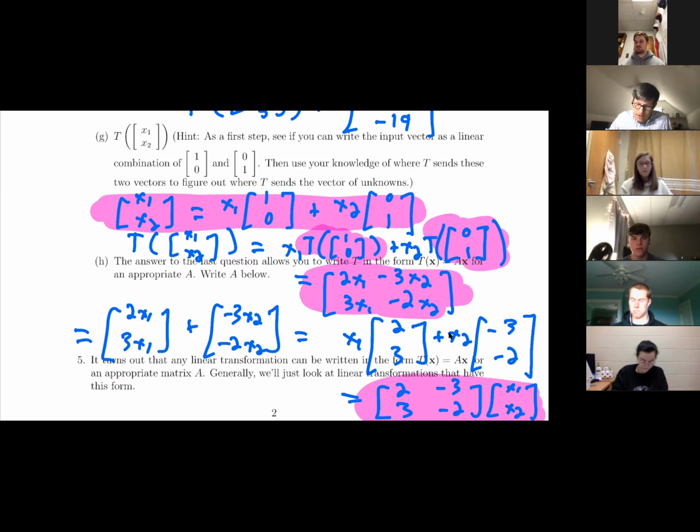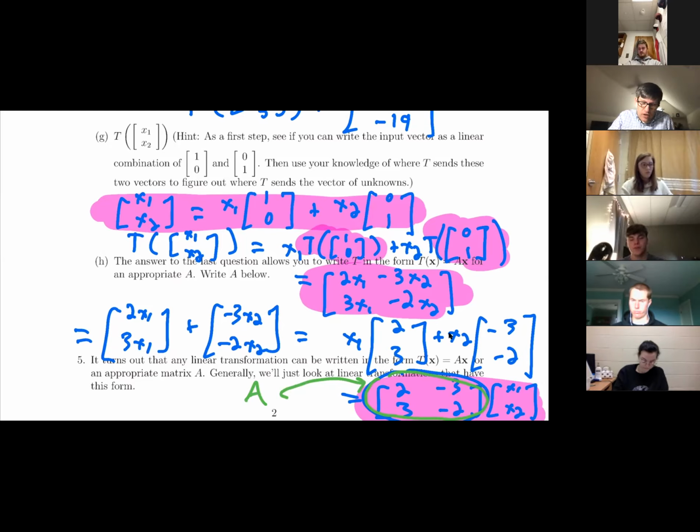All right. I'm going to say again, this thing right here, that thing that I've circled is A. Let's do a different color maybe. All right, so that matrix right there is my A. That should be for H. All right, nice job. That was tricky.